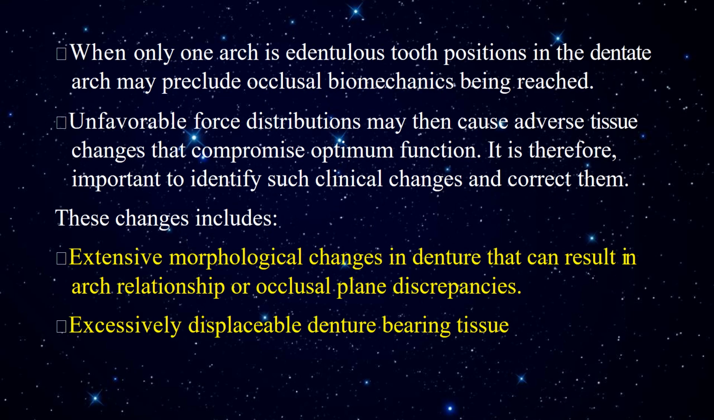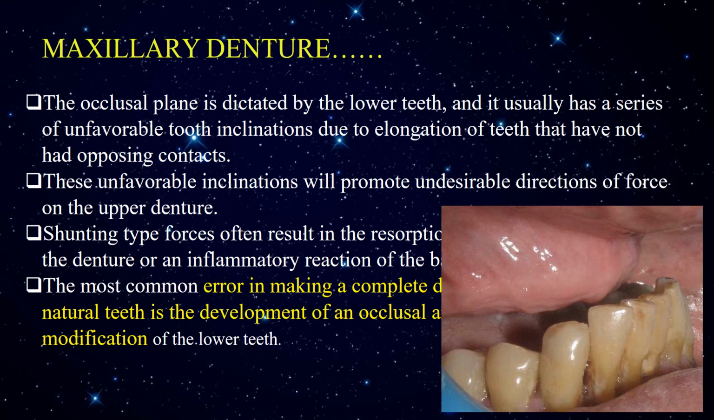So now moving on. When only one arch is edentulous, the tooth position in the dentate arch may preclude occlusal biomechanics being reached. Unfavorable force distribution may cause adverse tissue changes, as I just discussed. These changes include extensive morphological changes in the denture, which can result in arch relationship and occlusal plane discrepancies. Excessively displaceable denture-bearing tissues are also another problem due to rigidity.